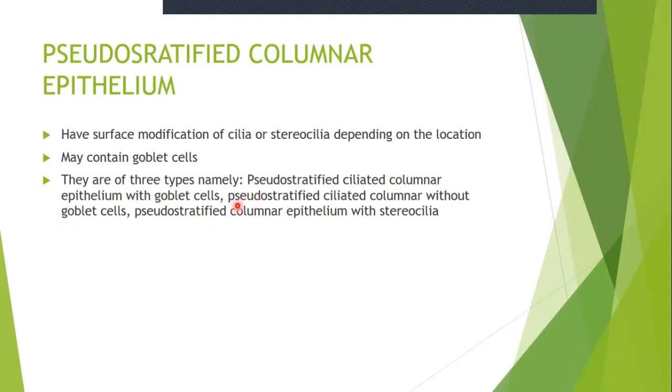We have another one, which is known as pseudostratified ciliated columnar without goblet cells. So it is ciliated, but the goblet cells are absent. Then we have the last one, which is known as pseudostratified columnar epithelium with stereocilia. It does not have cilia, it has stereocilia. What is the difference between cilia and stereocilia? Stereocilia occur in bundles, and they are usually long. They are longer than cilia, and they occur in groups. I will show you that shortly.